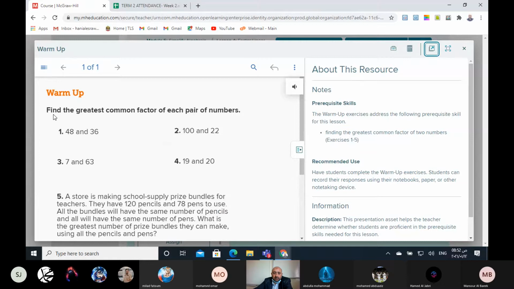The question now: find the greatest common factor, GCF, of each pair of numbers. Here we have exercise number 1, 48 and 36. You have 2 minutes, please find the answer and tell me.